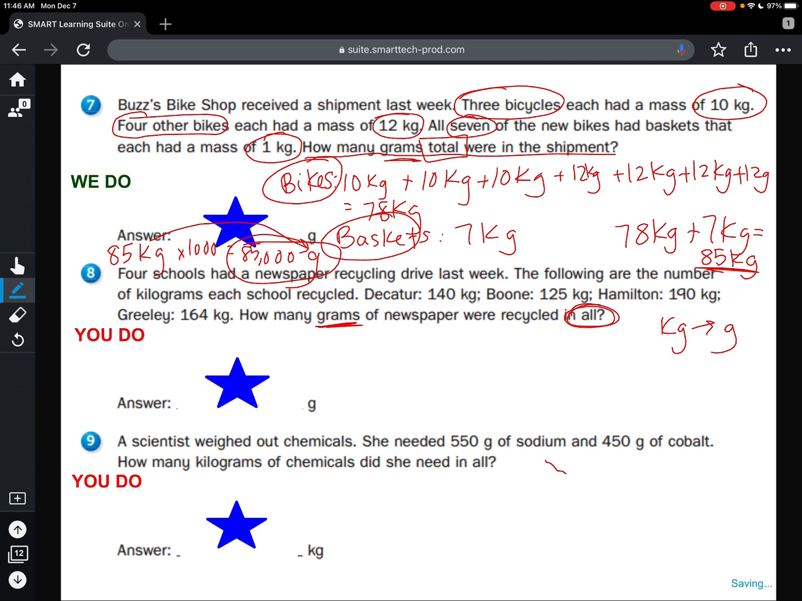And then for number 9, they give you grams and they want you to convert to kilograms. So you're going from grams to kilograms, which means you're going to divide by 1,000. Here you're going to multiply by 1,000. So there's multiple steps. You have to do the multiple steps before you convert. Converting is the last part of the problem.